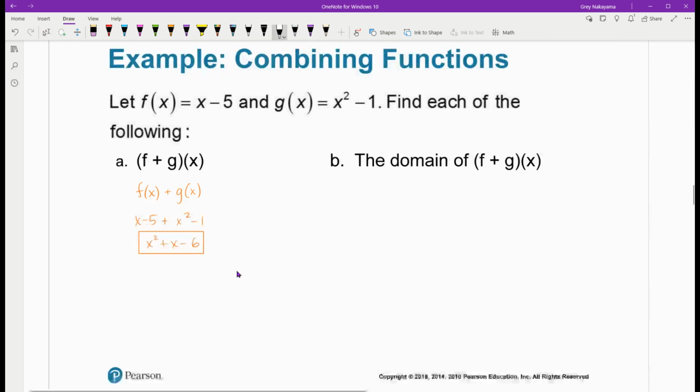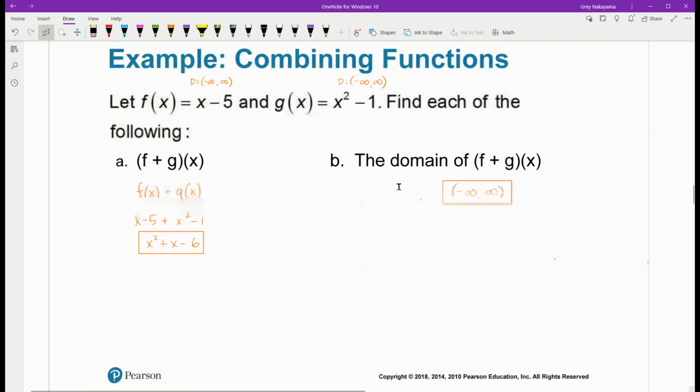Okay, now to find the domain of f of x plus g of x, well, what is the domain of this function here? Y'all know there's no fraction. I just talked about there's no fraction, there's no radical. It's negative infinity to positive infinity. And if you look at our final product, the sum right here, again, no fraction, no decimal. So my answer is going to be negative infinity to positive infinity.